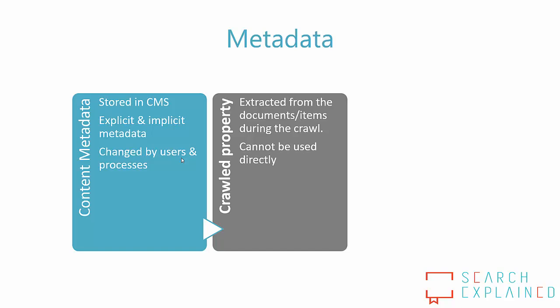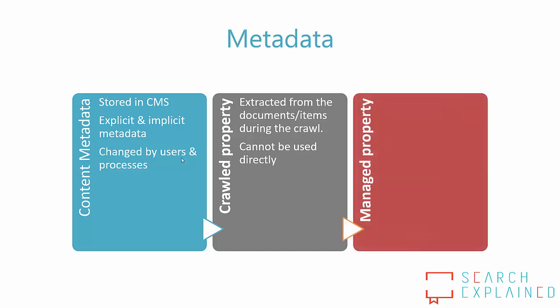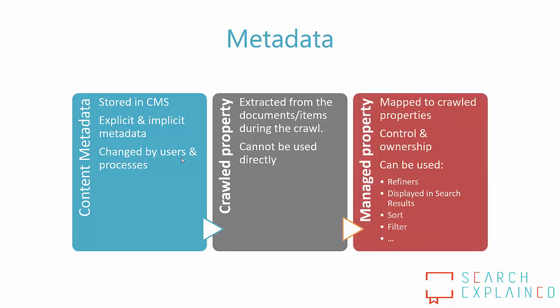So when you crawl SharePoint content or a third-party CMS or a file share, you will end up having a lot of crawled properties in the search schema, which are property definitions that can be understood by the search engine, but definitely they cannot be used yet. If you want to use a property, you have to create a managed property, which is mapped to one or multiple crawled properties. You have full control and ownership of the managed properties. You can create them, you can change them, you can change their settings and configuration.